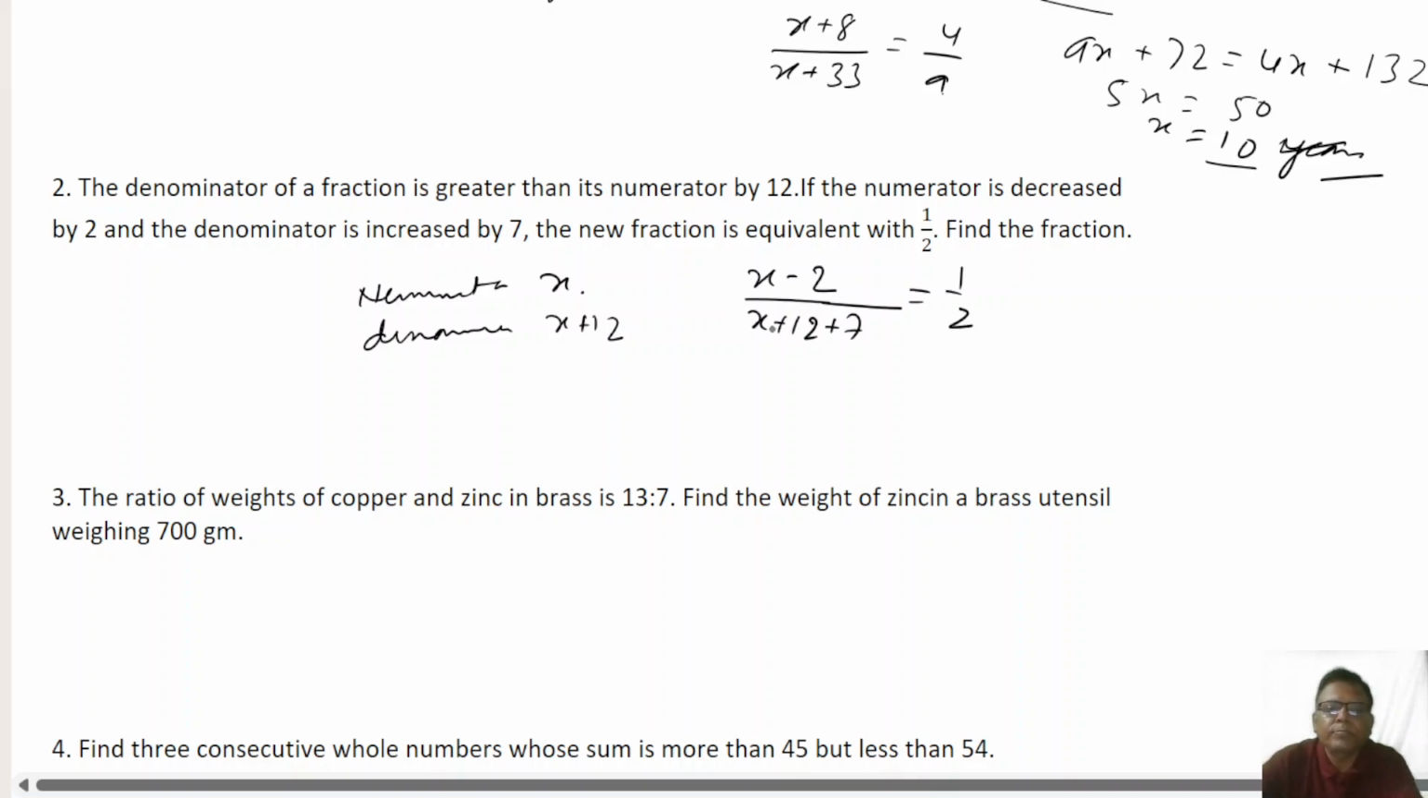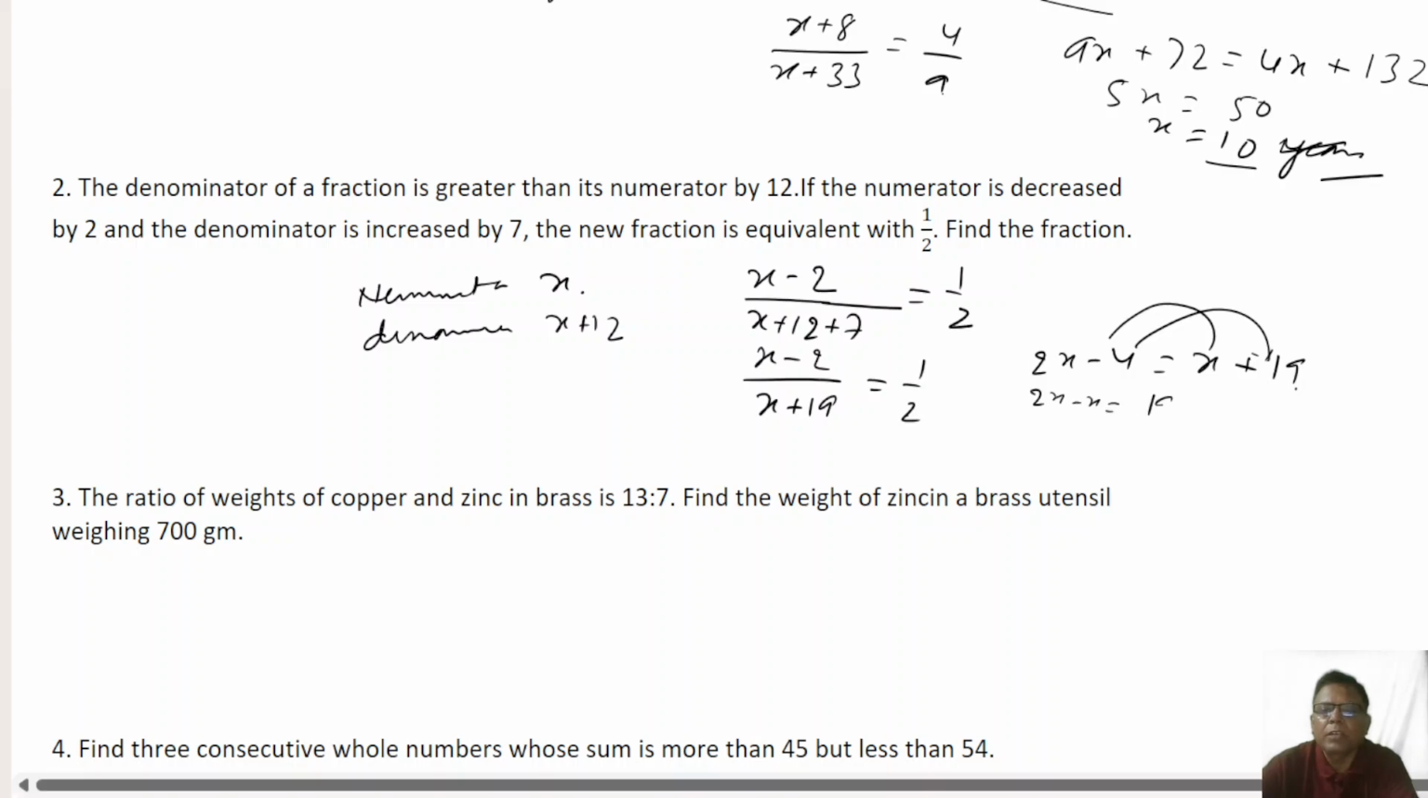Then x minus 2 divided by x plus 19 is equal to half. Multiplying across, 2x minus 4 is equal to x plus 19. So you take this here and this here; it will be positive here and negative here. So 2x minus x is equal to 19 plus 4. Then x is equal to 23.